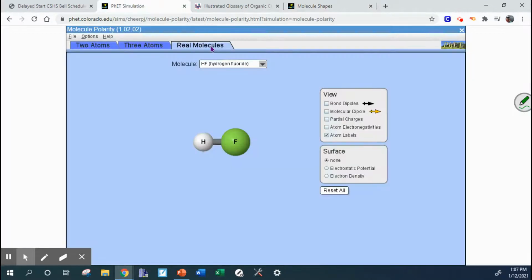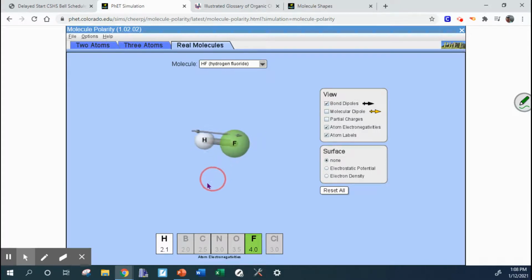Okay, now I'm going to pop on over here and look at some real molecules. Let's look at HF. If I have two different atoms and I look at their electronegativities, hydrogen's 2.1, fluorine is 4.0, so I have a difference of 1.9, which means there's going to be a dipole. The dipole is pointed towards fluorine because it's more electronegative. If I'm looking at the molecular dipole, the whole molecule, it's going to have a dipole pointed in this direction. So this is a polar molecule.